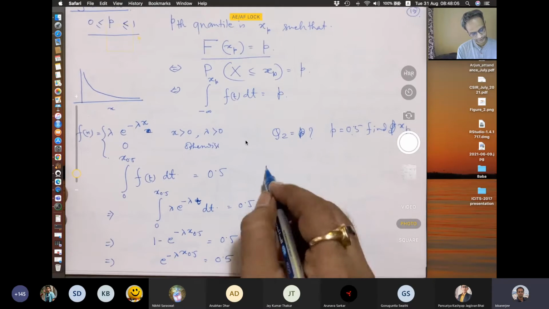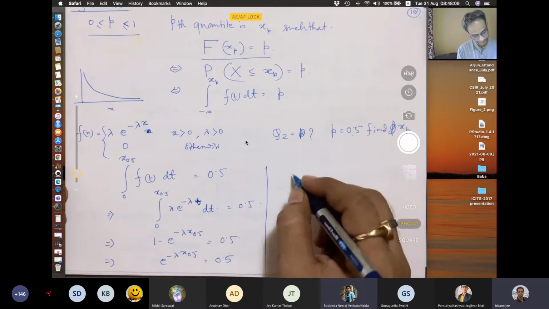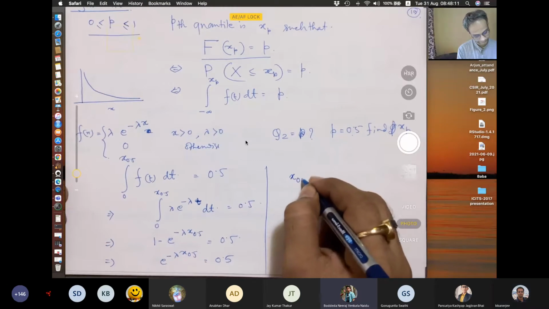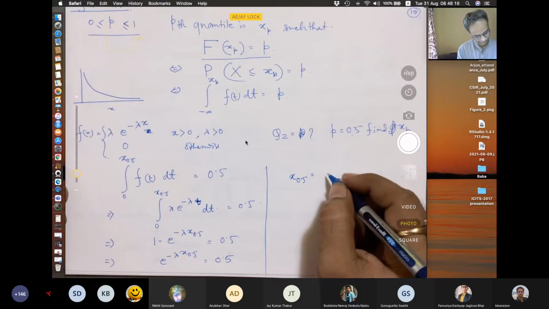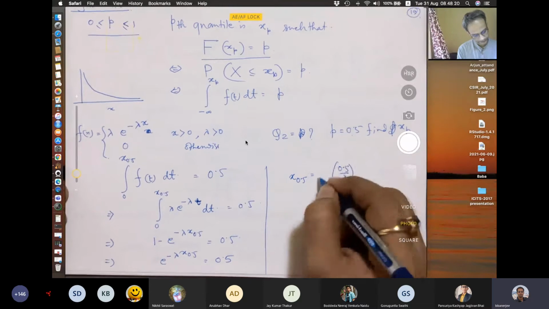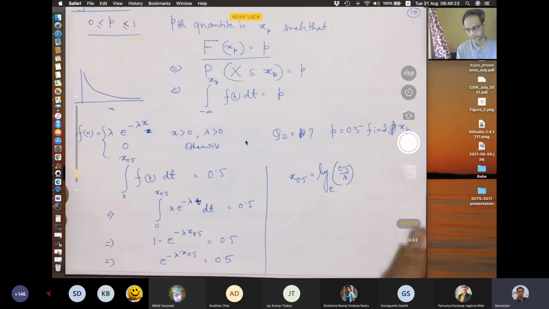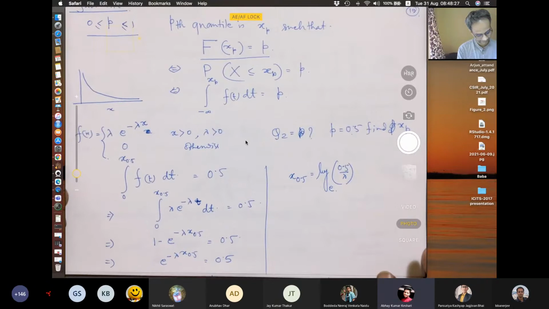So what will be the solution? 0.693 by lambda. Say again. ln 2 by lambda, sir. Half life. So 0.5 divided by lambda, natural logarithm of 0.5, right? Yes, sir, negative sign is there. Wait. ln 2 by lambda. Lambda is out of the log.